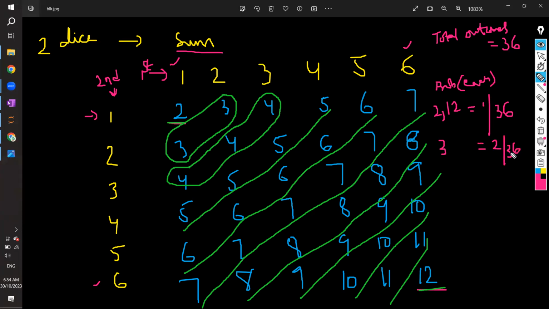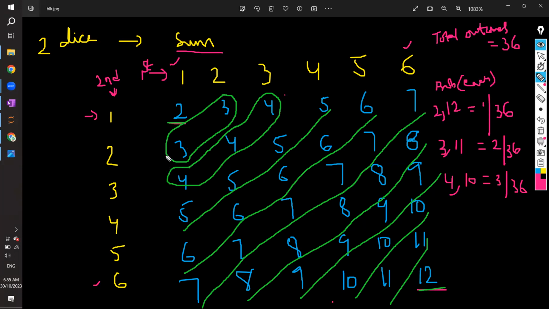Agree? Simple case. Total there are 36 possible outcomes. In that, how many times 3 is repeating? 2 times. That's it. Similarly, it will be same for 11 also. For 11 also, it will be 2 by 36. For 4, 3/36. Correct. It will be 3 by 36. And same thing will be for 4 and 10.